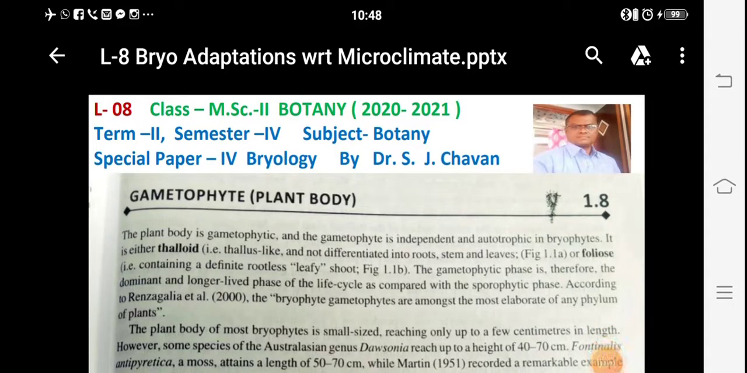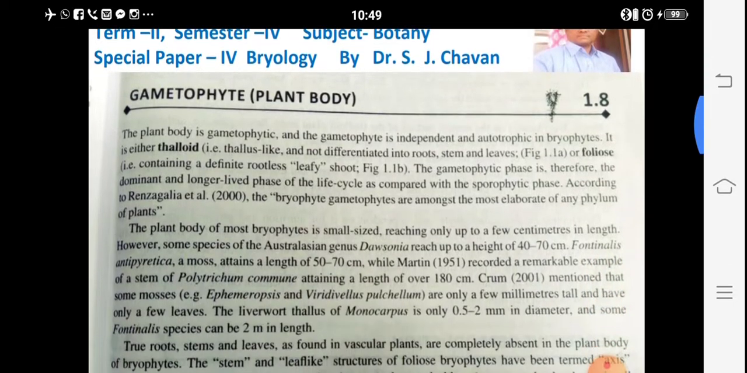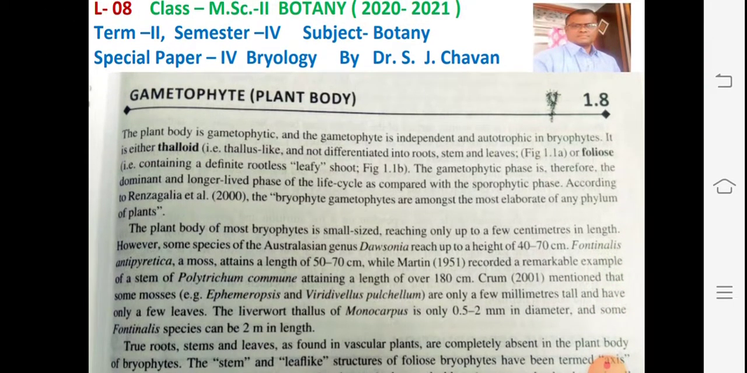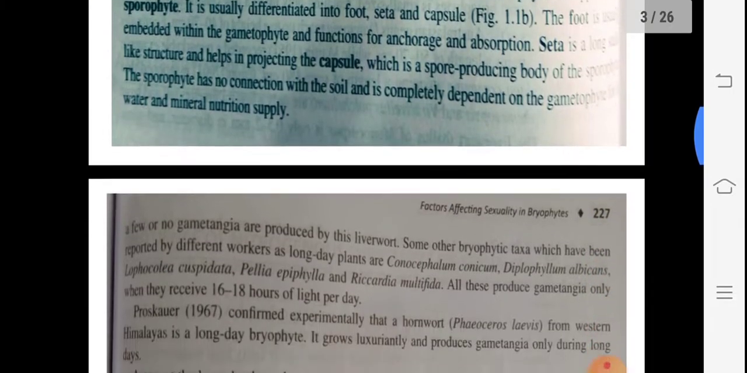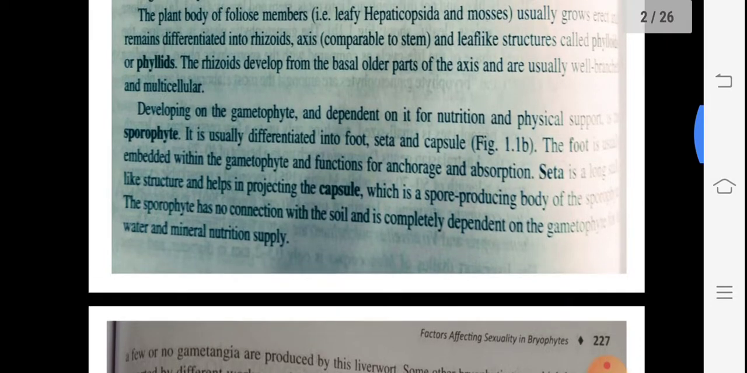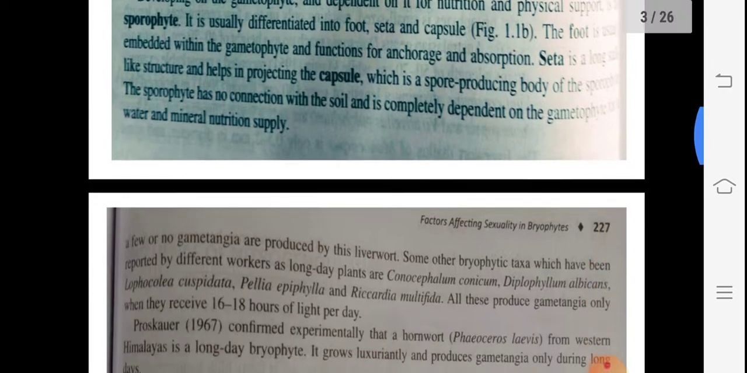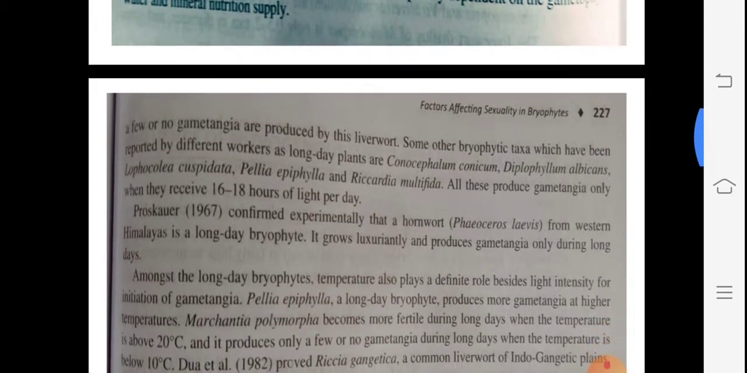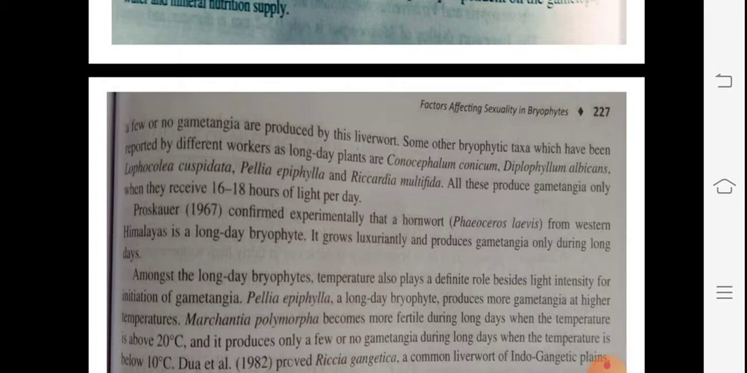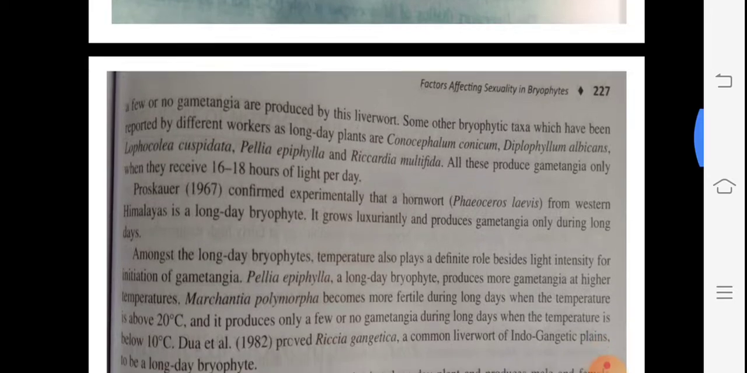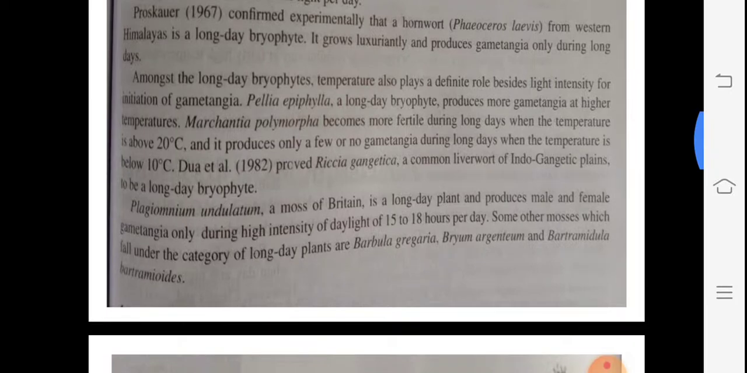Okay, very good morning. So yesterday we started with the adaptations of the bryophytes. We have seen the gametophytic plant body, and the characters for gametophyte development: scales, rhizoids, gametangia, and characters of the sporogonium. We also saw some examples of long day plants, short day plants, and neutral plants.